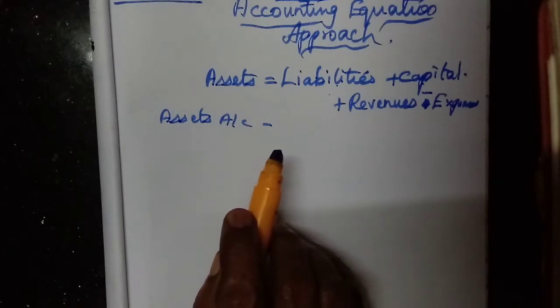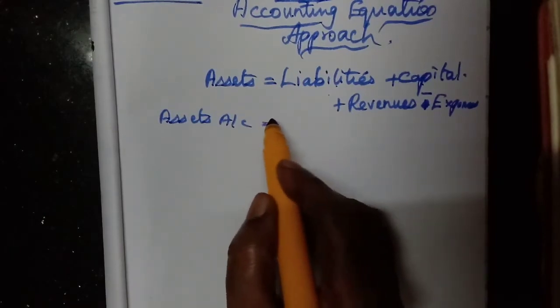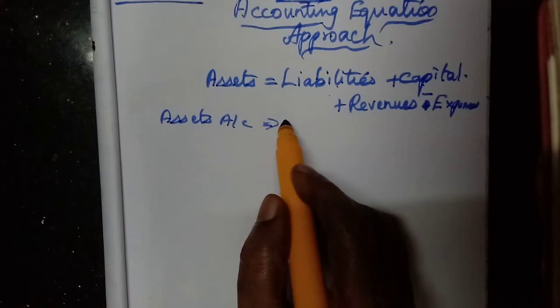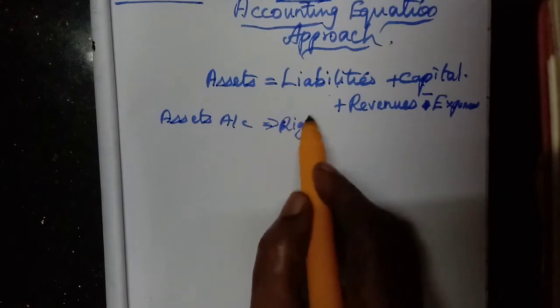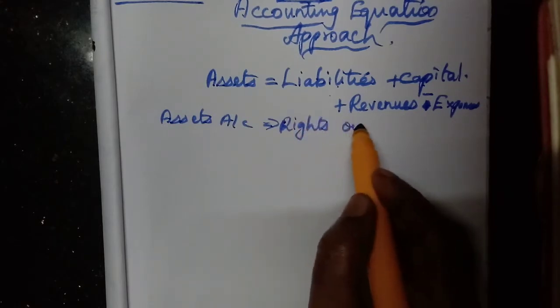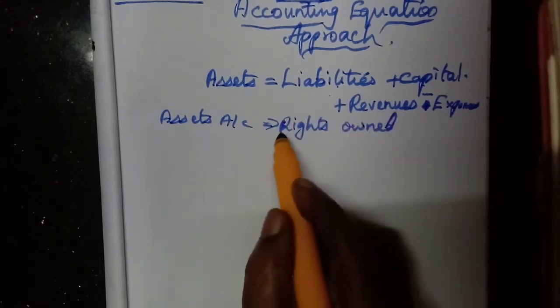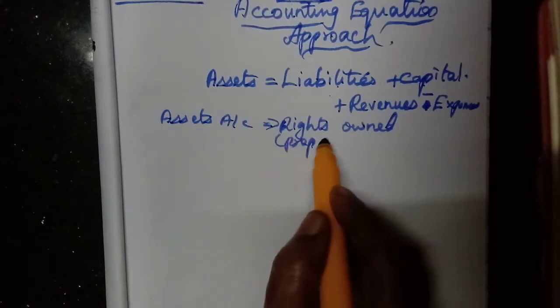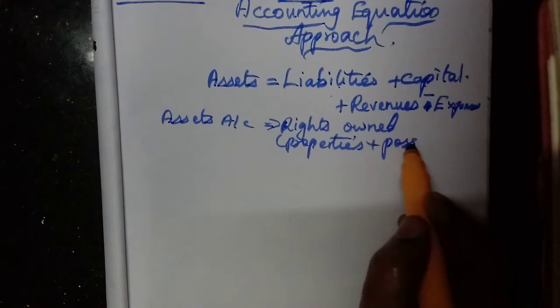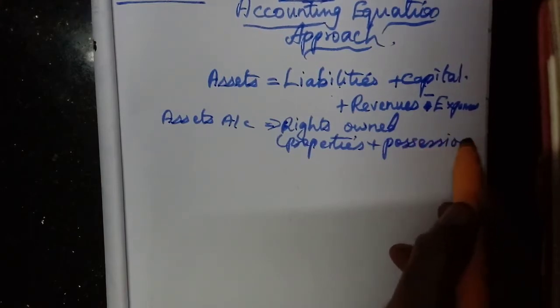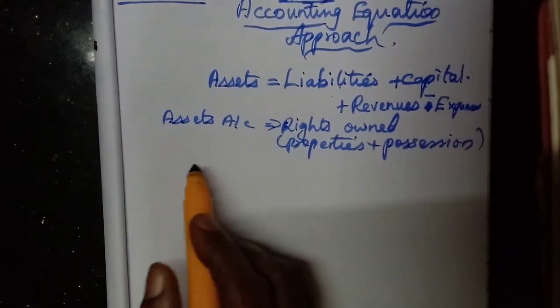What is assets account? We know that properties or rights owned by the proprietor. Okay, the rights owned, the properties we can say. Properties and possessions of the proprietor, that is called assets account.